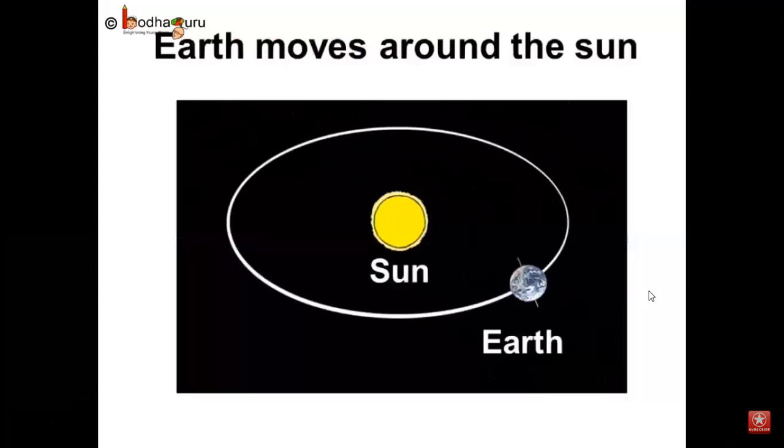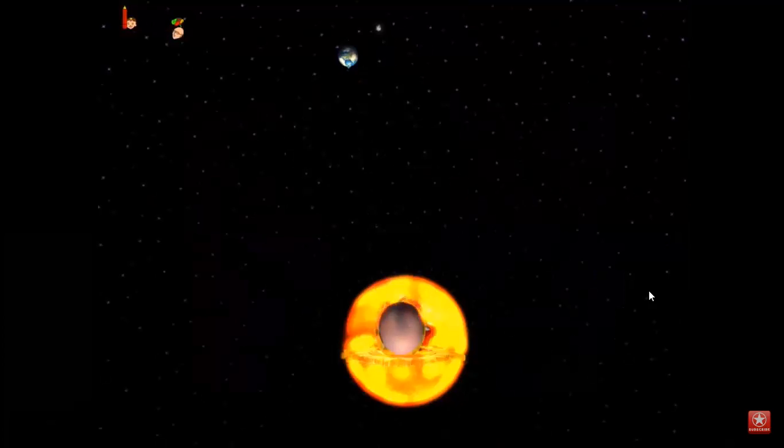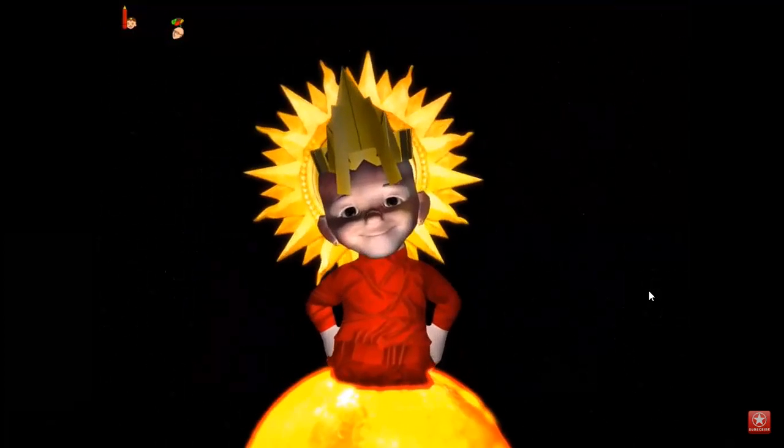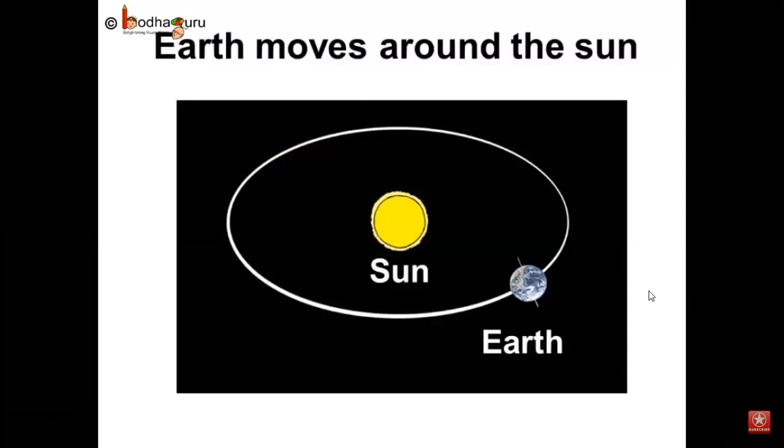Other than rotation, the earth also has another movement. As we saw in the story, not only the earth rotates, but it also moves around the sun in a fixed path. This fixed path on which earth moves around the sun is called orbit, and this movement of earth is called revolution of the earth. That is, earth is revolving around the sun.